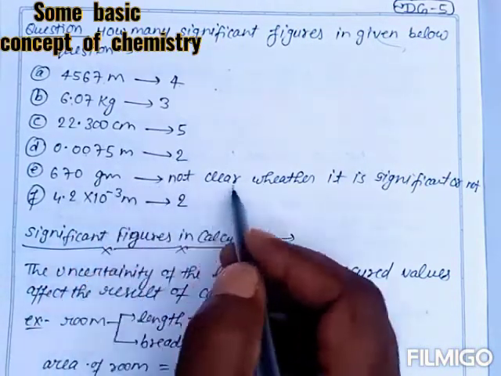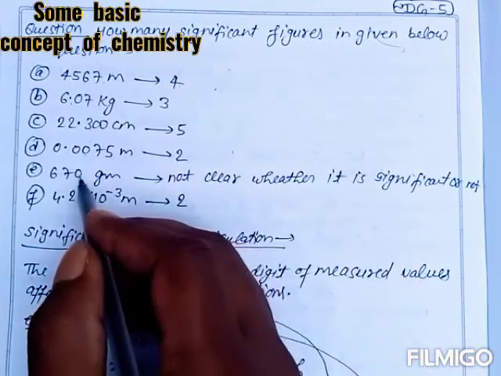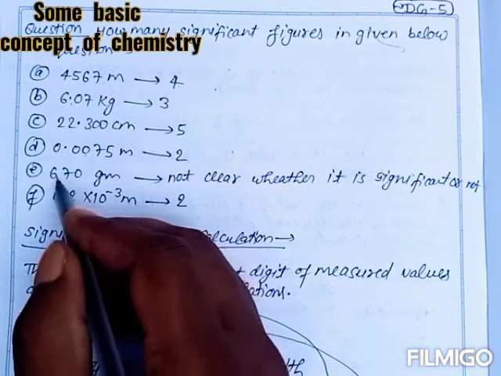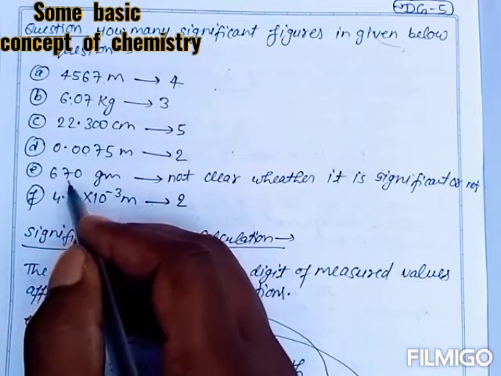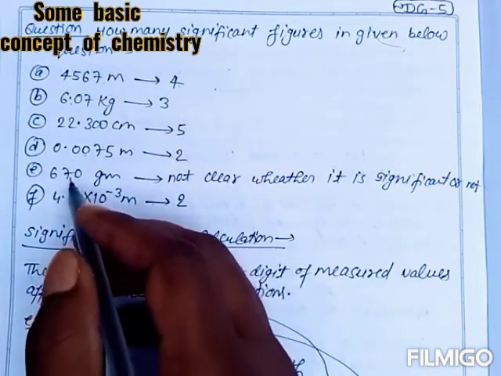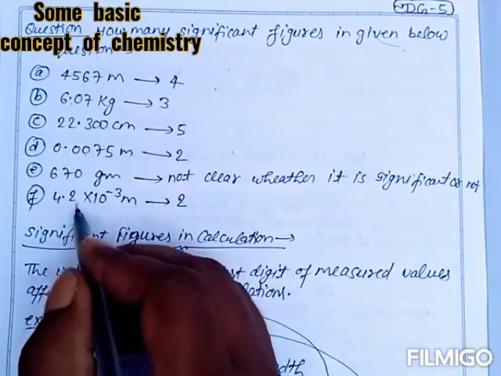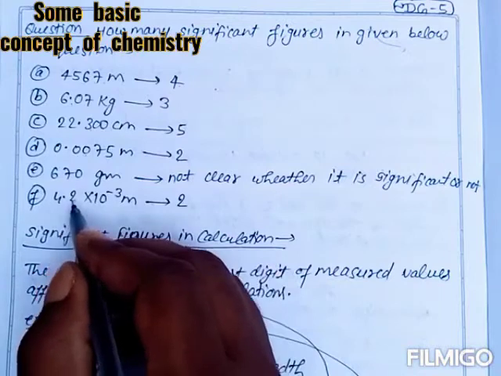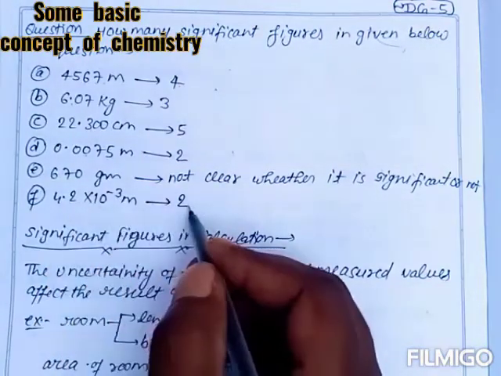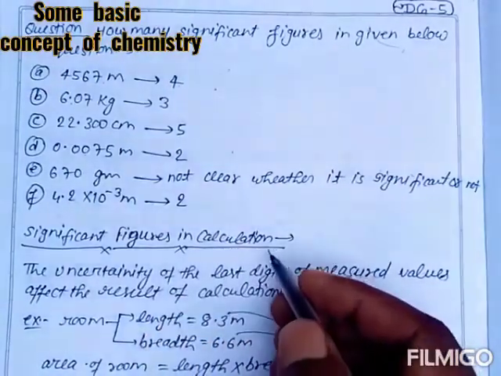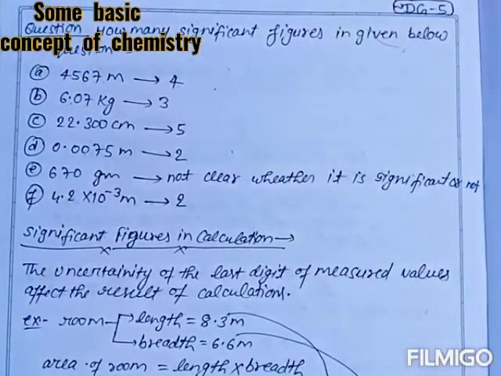670 gram: it is not clear whether the zero is significant or not, because the zero may or may not be mentioned. If it is counted, there are 3; if not, it is 6.7 and we count 2. So it depends on how you write it. Now 4.2 into 10 power minus 3 meter has two significant figures; the exponential part is not counted in significant figures.